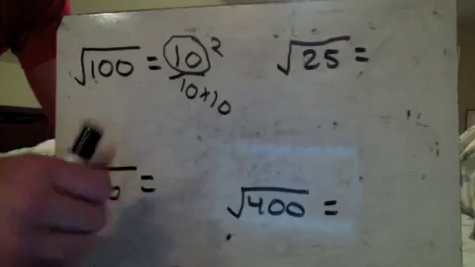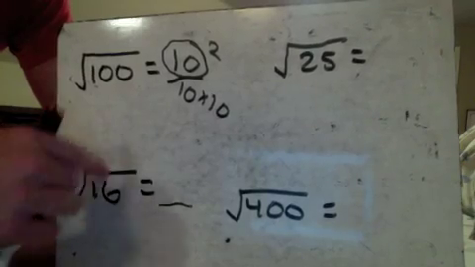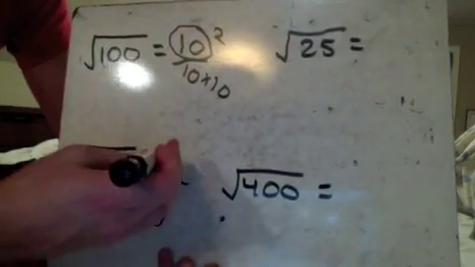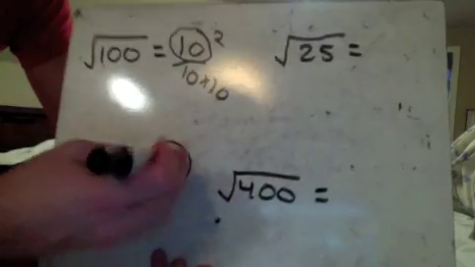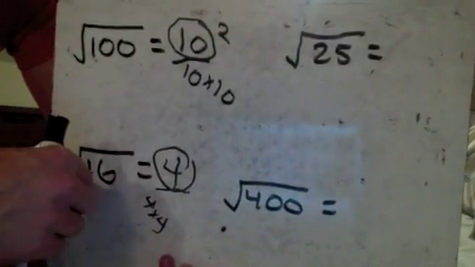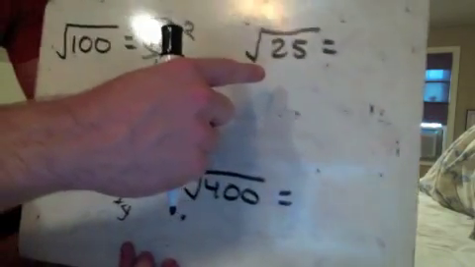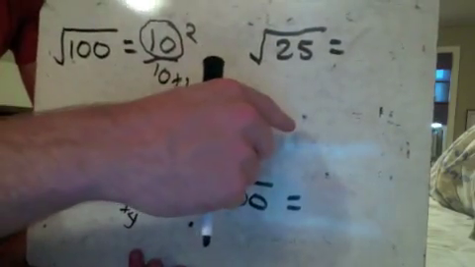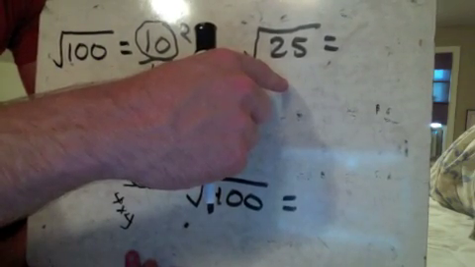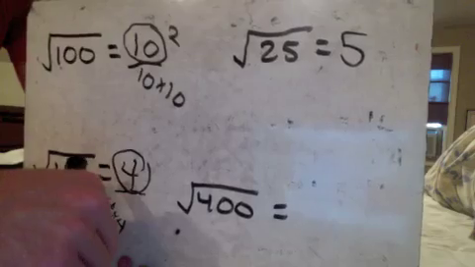Coming down here, square root of 16. I need a number that will multiply by itself to get 16. I know that 4 times 4 is 16. So when I put this up here, my answer is 4. The question is the square root of 16. Your answer is 4. Coming up here to 25. What I need for 25 is a number that you can times by itself to get 25. My answer is of course going to be 5 because 5 times 5 is 25.